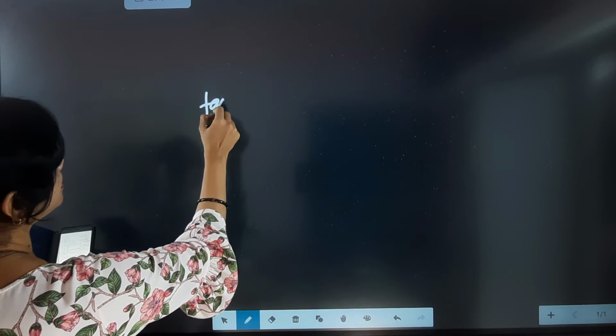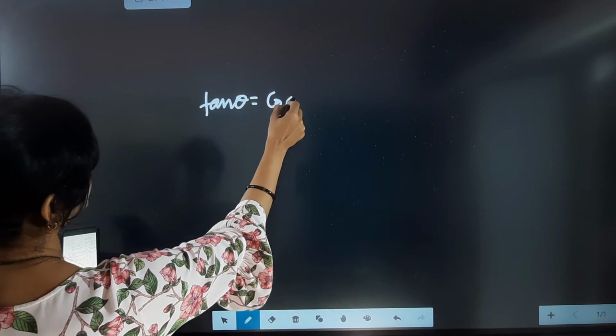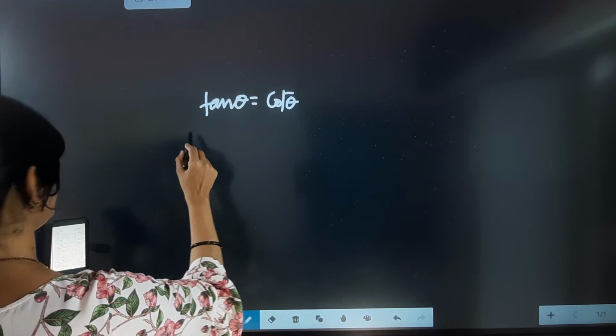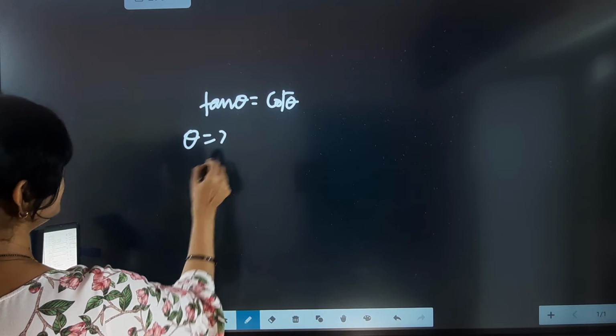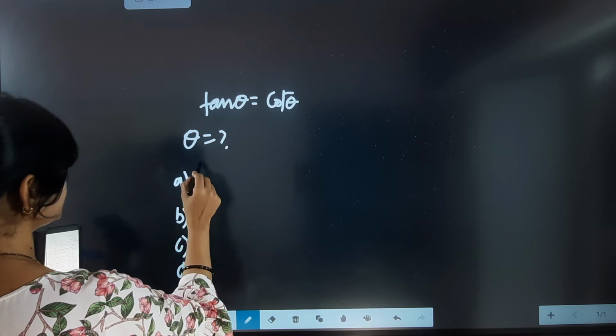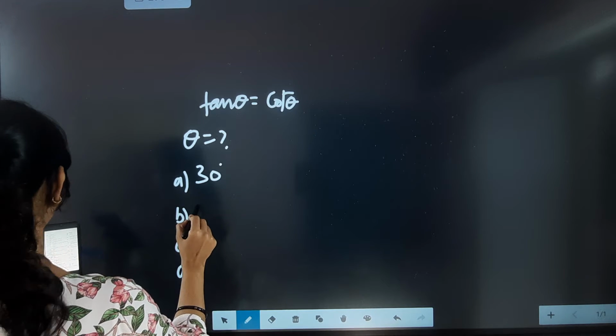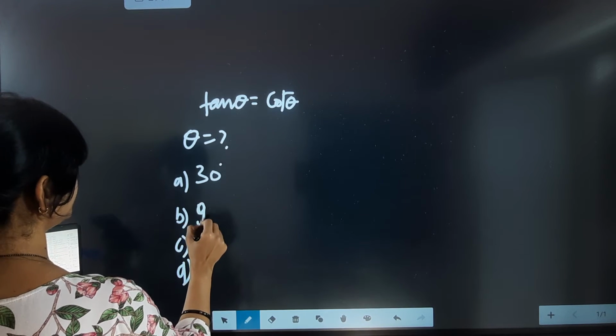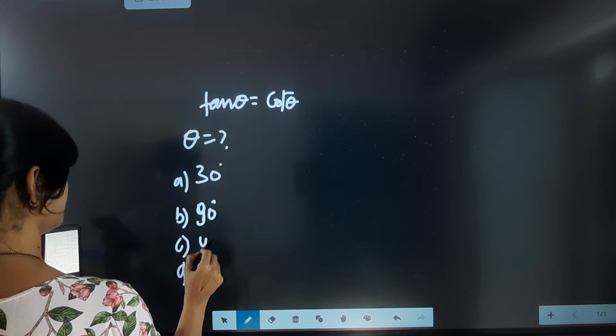Shall we go for the next question? What they are telling is that if tan theta equals cot theta, then what will be the value of theta? Then theta will be equal to what? At exactly what specific angle is tan theta equal to cot theta? Is there any angle because of which tan theta is equal to cot theta?